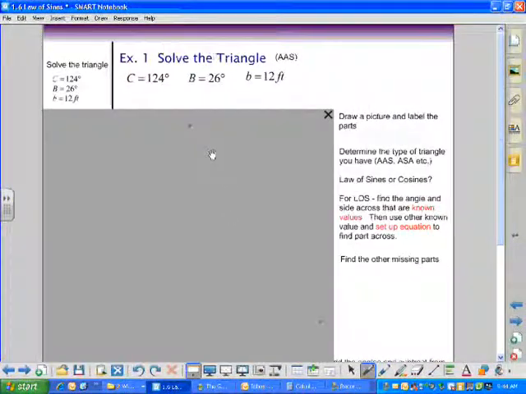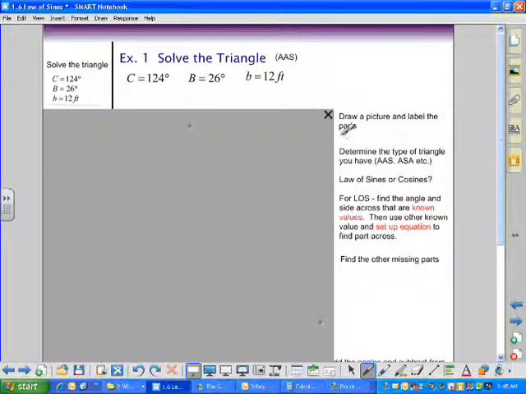Okay, so now let's go through our first example. Example 1 is an angle side setup. We want to solve the triangle. The information you've been given is that the measure of angle C is 124 degrees, the measure of angle B is 26 degrees, and the side length B is 12 feet. And remember, we're going to put all that information over here in the left-hand column of our Cornell notes so that we can do this problem again later when we're studying, and we're going to have all the steps.